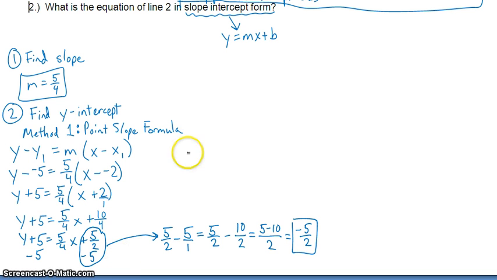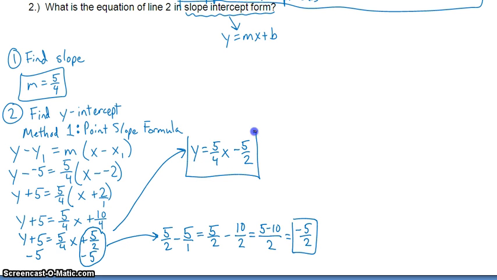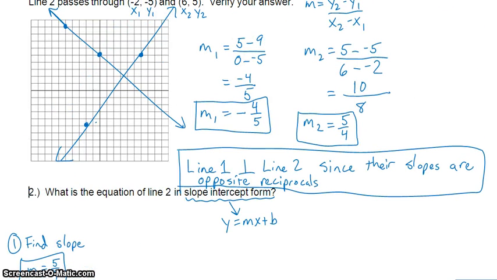At this point, I'm left with y equals 5/4 x minus 5/2. If you look, 5 halves is negative 2.5. If you look at my graph, my y-intercept is negative 2.5 for line 2.